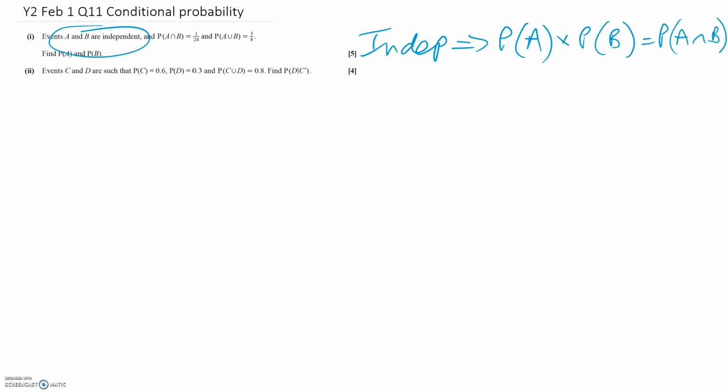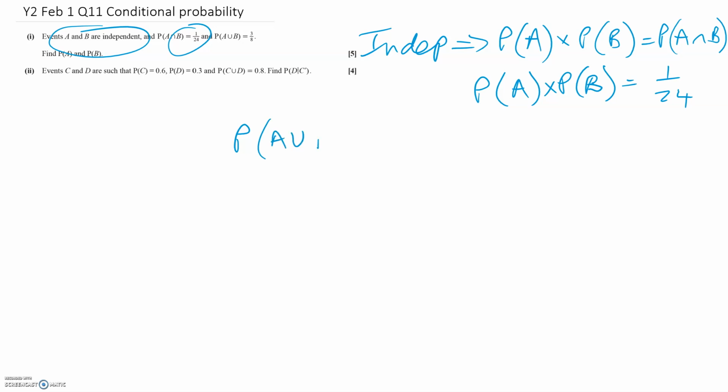You can be pretty sure you're going to need to use that at some point whenever it says two events are independent. So that means that the probability of A times the probability of B is going to equal 1 over 24. Can't do anything else yet, so let's just leave it as that. You also know that the probability of A or B equals the probability of A plus the probability of B minus the probability of A and B.